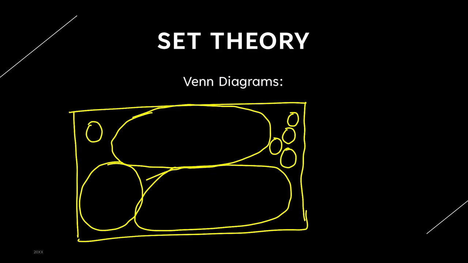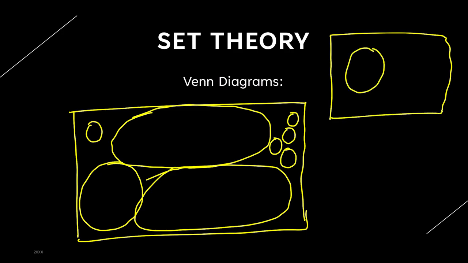So representing this in this pictorial form is known as a Venn diagram. So a Venn diagram is when we represent some situation using a rectangle and some circles, to give you a better understanding of the situation.